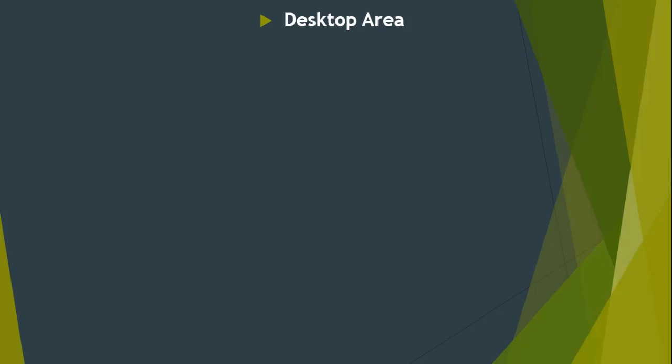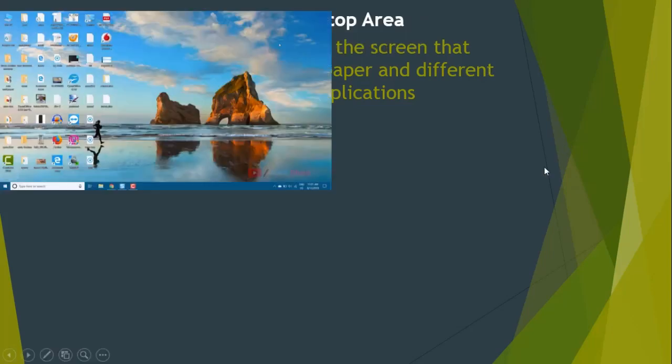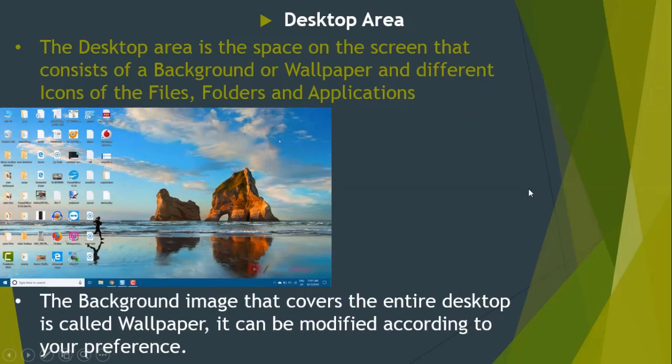Now we'll see the desktop area. What is a desktop area? The desktop area is the blank space on the screen that consists of a background or wallpaper. Now we all have wallpapers on our phone, right? We can change it to our own picture or a group picture or any pictures of dogs, cats, animals or flowers, anything that you like. You can change the background, right? In the same way, even on the computer, you can change this wallpaper. You can put whatever picture you want.